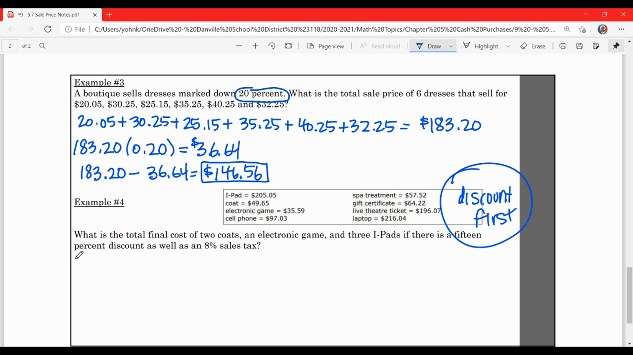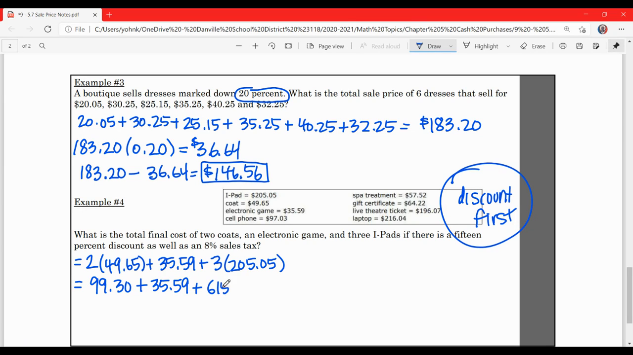So let's first find the total. We have 2 coats. Each coat is $49.65. I have 1 electronic game, which is $35.59. And 3 iPads, and each one is $205.05. So let's clean this up a little bit. If I multiply, I get $99.30 plus the $35.59 plus $615.15. That gives me a grand total of $750.04. All right, so that's what our price is before the discount and before the sales tax.